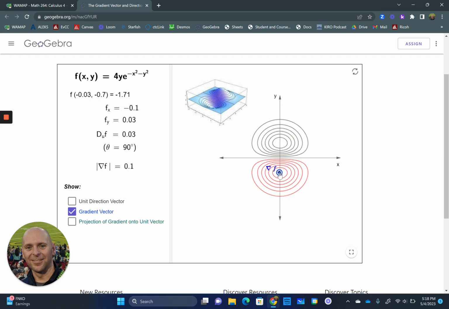As I move to the valley, you can see that the gradient now points outward from that valley, again looking for that rate of greatest increase. And again, that's what the gradient itself gives you as a vector.